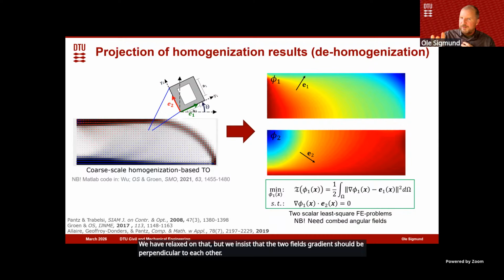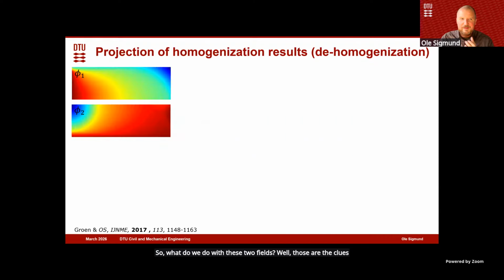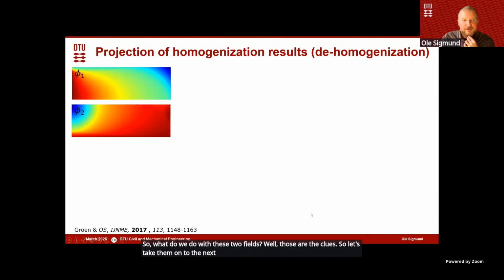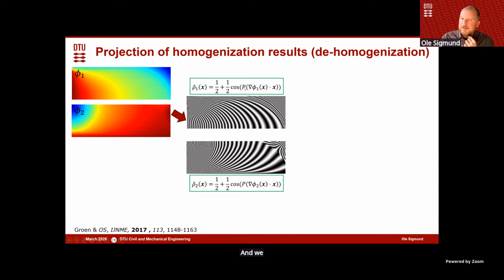So what do we do with these 2 fields? Well, those are the clues. So let's take them on to the next slide here. These are the 2 fields that have this special property. Then we do something very simple. We just take the cosine of the gradient of the field times the local coordinate, and we multiply this with what we could call a periodicity factor. And that gives us these zebra stripes.